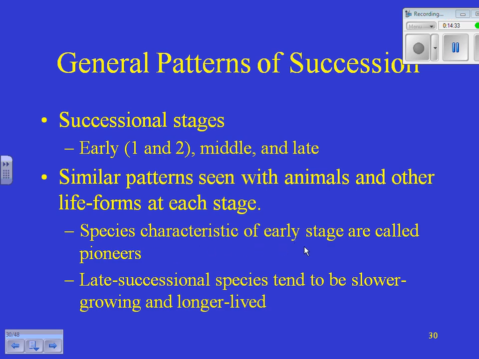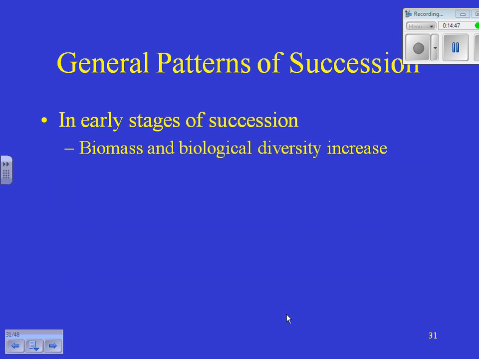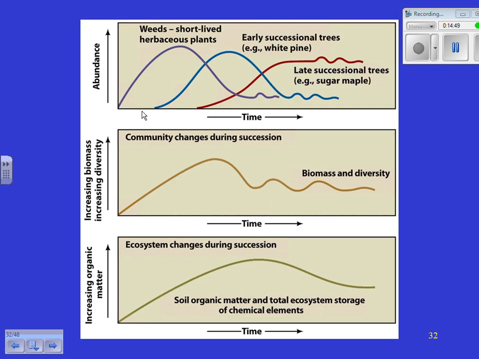Similar patterns are seen with animals and other life forms at each stage as well. Species characteristic of early stages are called pioneers. The pioneer species lay the groundwork for everything else for succession to actually happen. The late successional species tend to be slower growing, longer lived, and larger. If we look at the picture here, the abundance of weeds and short-lived herbaceous plants, their populations begin to decline as the early successional trees begin to grow, and their populations begin to die out as the late successional trees arrive.